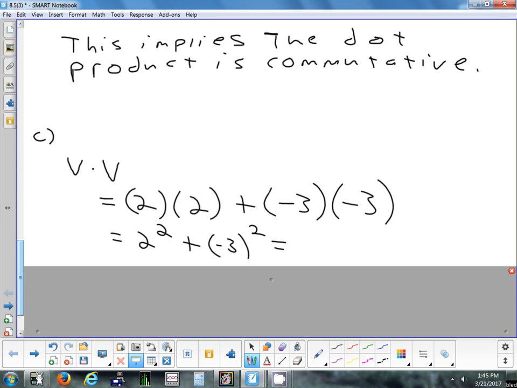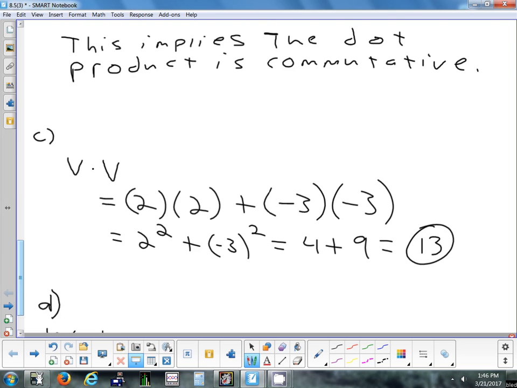Okay, so now I'll finish the calculation, and I'm going to tie in what I just said with the answer I'm about to get. So 2 squared is 4. What's negative 3 squared? 9. And that gives me 13. So v dot v is 13. So what would be the length of v? It would be the square root of that. That's the only thing we didn't do. We didn't take the square root.